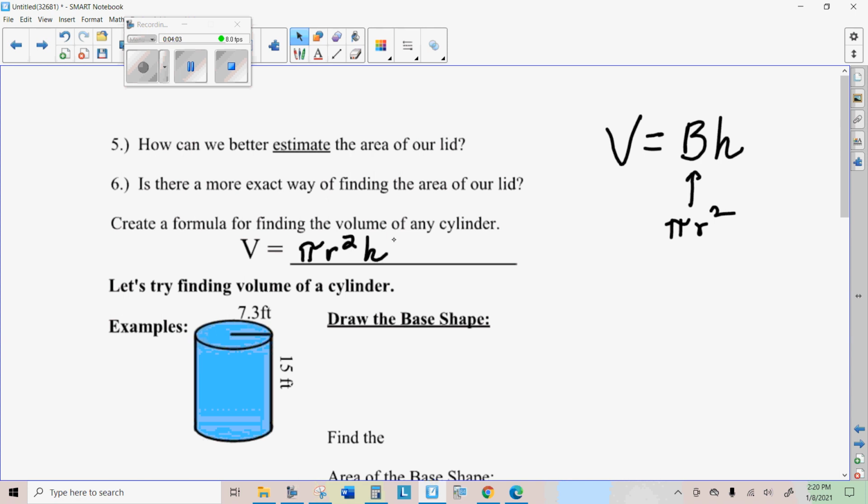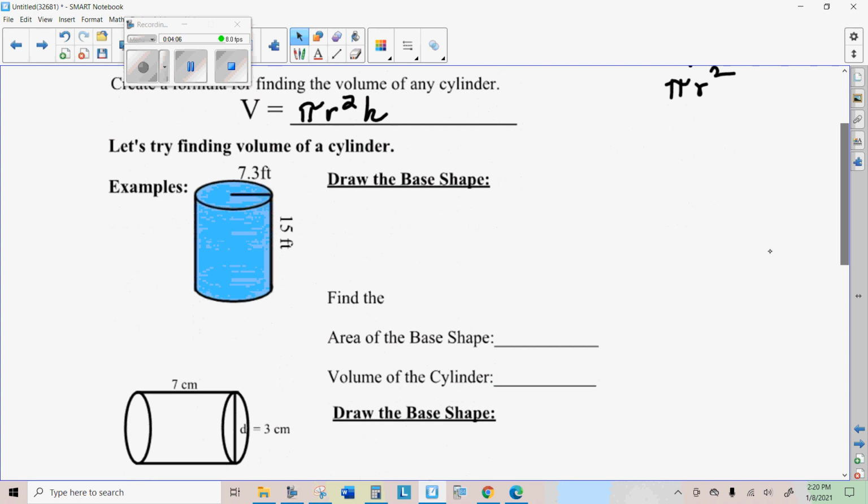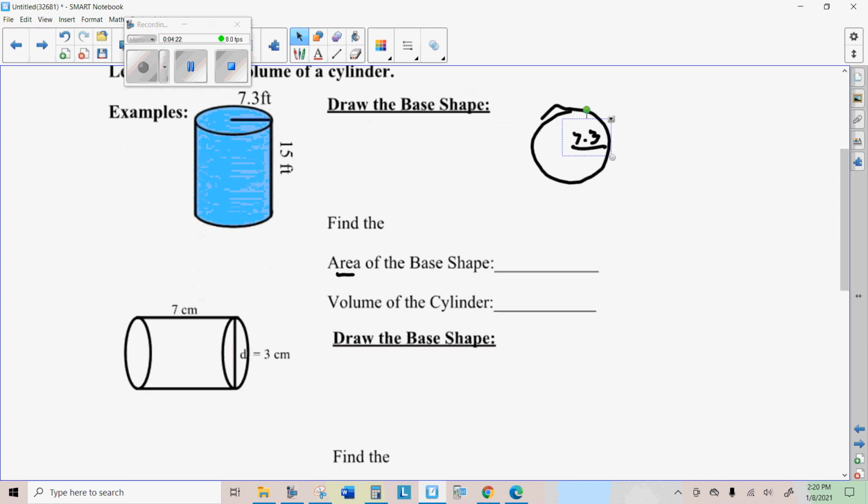Makes sense. Okay, so as you do this cylinder, you might want to draw the base shape first, which is a circle, and then fill in whatever dimension you have for that circle, which is 7.3 for the radius. And go ahead and find the area of the base shape. So the area of that circle, use pi r squared. And then you're going to find the volume by multiplying that answer times the height. Go ahead and do that. Now remember, we're going to round everything to the nearest tenth on here.